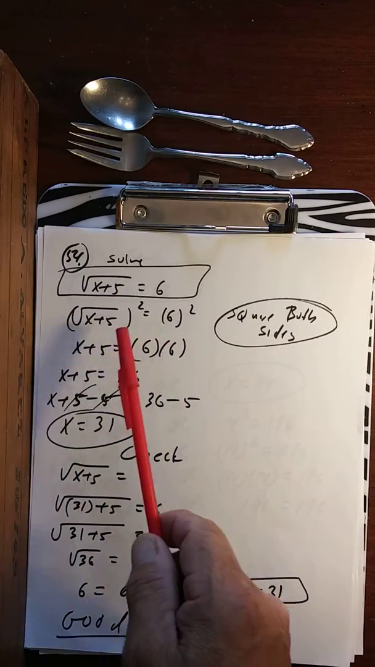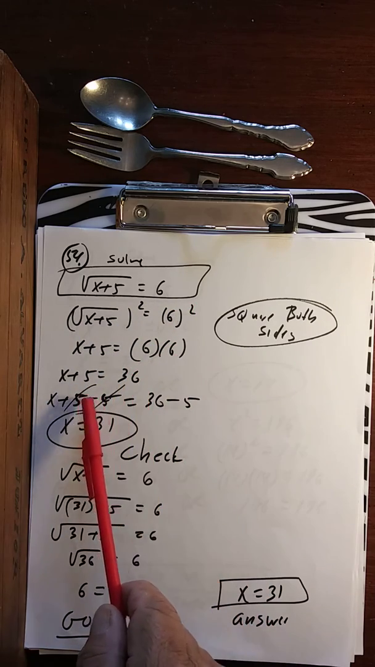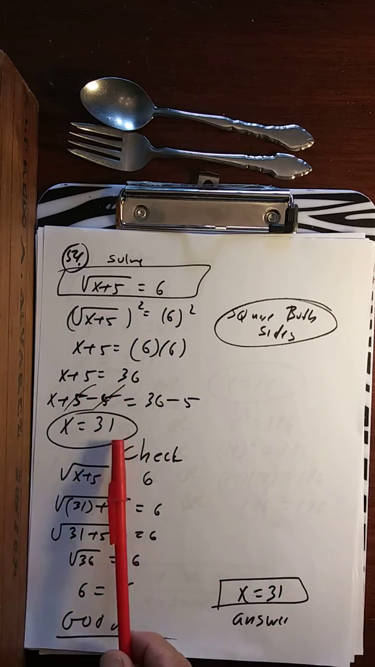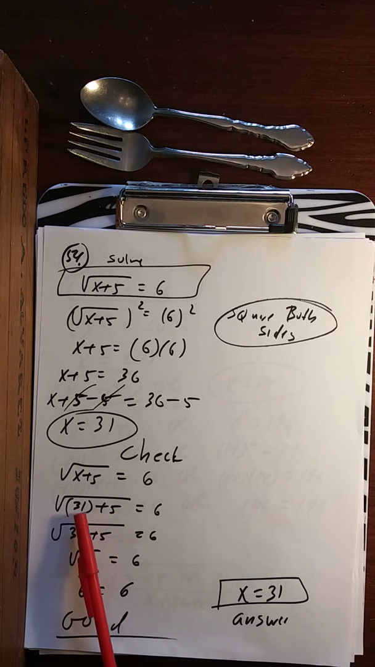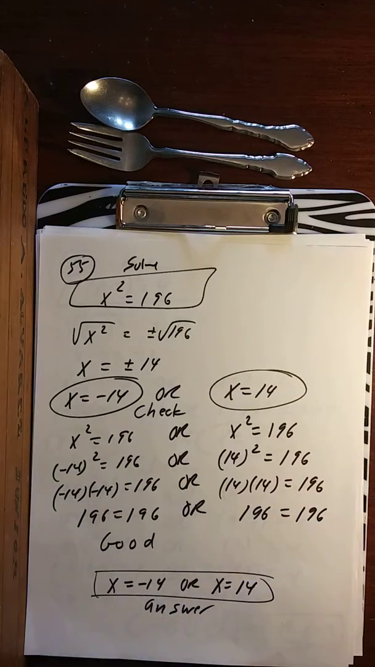Square both sides. Square this. That's gone. So now you have 6 times 6 is 36. Minus 5 is 31. Check it. Put 31 back here. Does it work? 31 plus 5 is 36. Square root of 36 is 6. Does that match left and right? Yes. So the answer is 31.